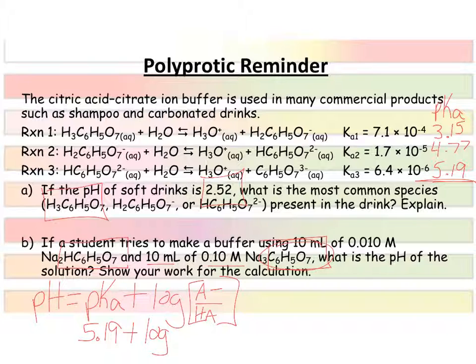And then we have the log. Our conjugate base is the second one, so this 0.1, and the acid is 0.01. When you divide those two, you just get 10, and the log of 10 is 1. So 5.19 plus 1 is 6.19. That would be the pH of our buffer at that point.